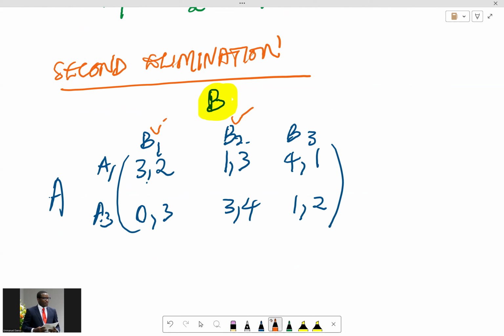So for B1, player B gets 2 as payoff for A1, but then gets 3 down here. So 3 is better than 2. And then when we come down here, player B has the option of 3 points for A1 or 4 points for A3. So we have this. Now, there's a bit of an issue here.